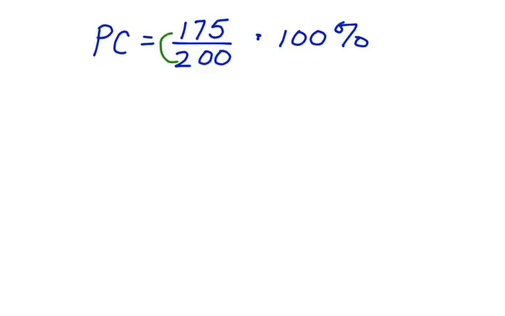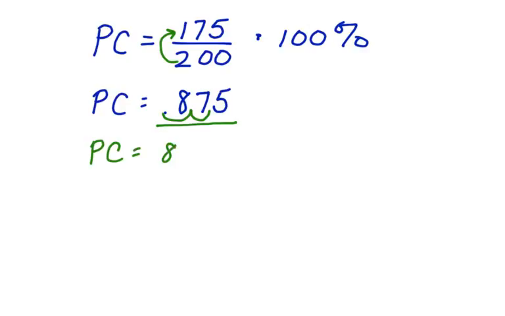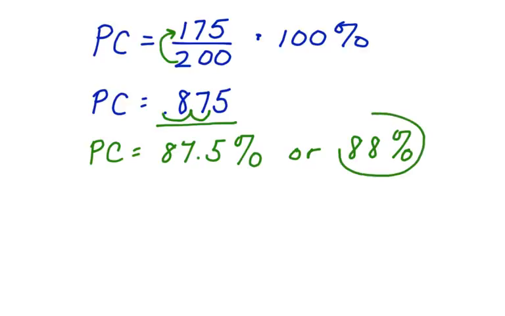If we divide the denominator into the numerator, we end up with 0.875. Now we're going to multiply that times 100%, which means we're going to convert this number to a percent. We do that by moving the decimal point 2 places to the right. 1, 2. And our percent of change is 87.5%. We could leave it like this, or we could round up to 88%. The changes in the school lunch program involved an increase of 88%.